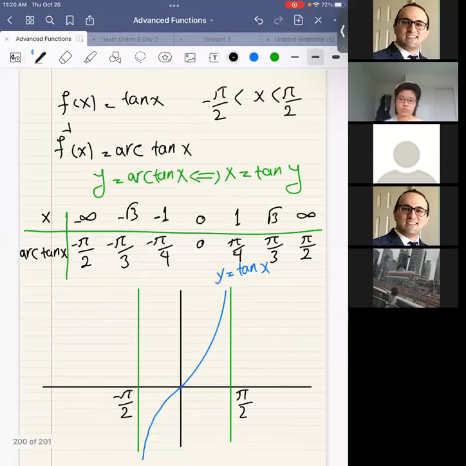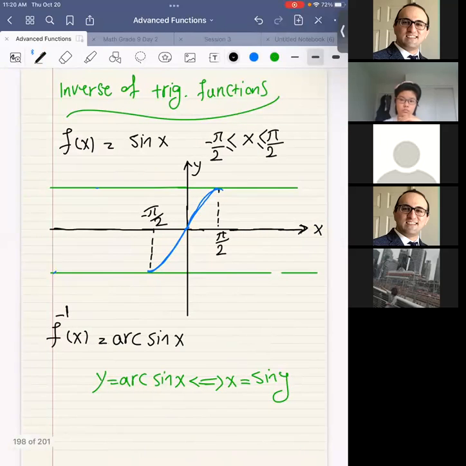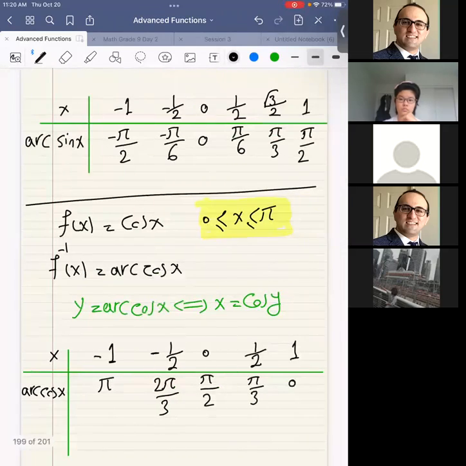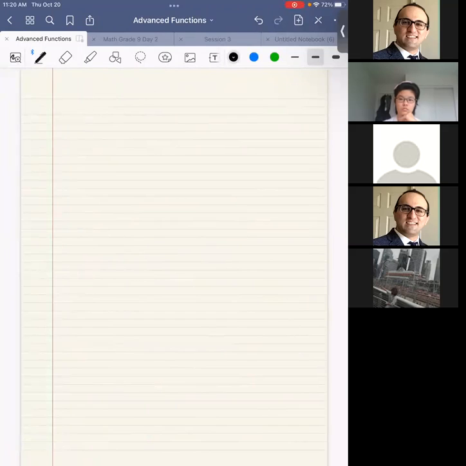All right, so here we learned the inverse of trig functions. So make sure that you study this and you understand the meaning of these concepts and these functions, okay? So a good example.